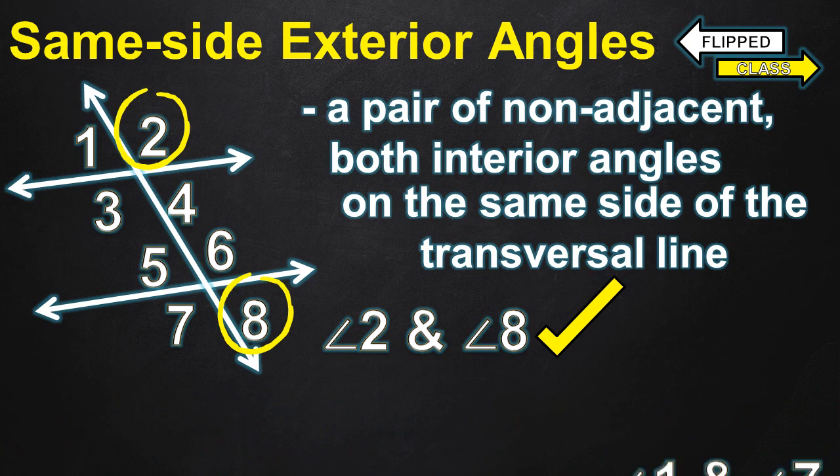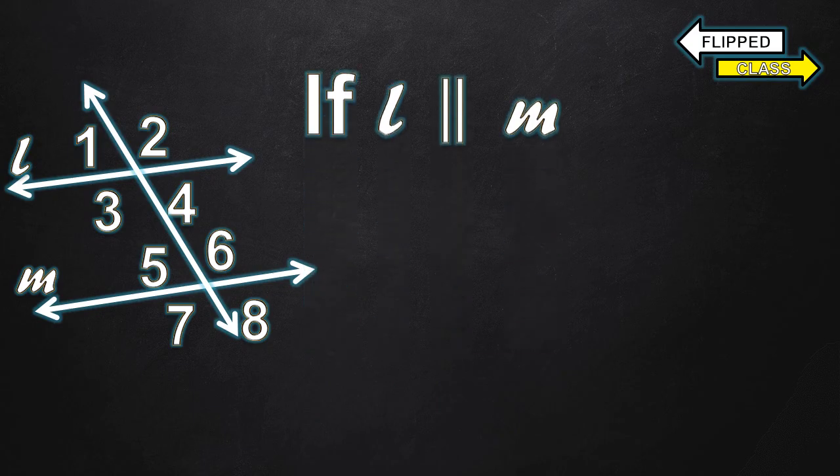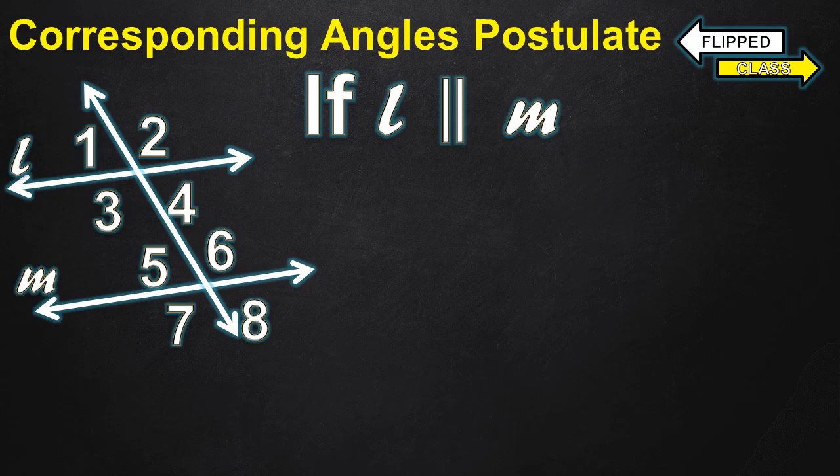We also have another pair here, angle 1 and angle 7. Sorry for the clerical error. So if we have these 5 pairs of angles here, we also have a special relationship for them. But take note, these special relationships are only true if L is parallel to M. I repeat, if L is parallel to M. If they are not parallel, this corresponding angles postulate is not true.